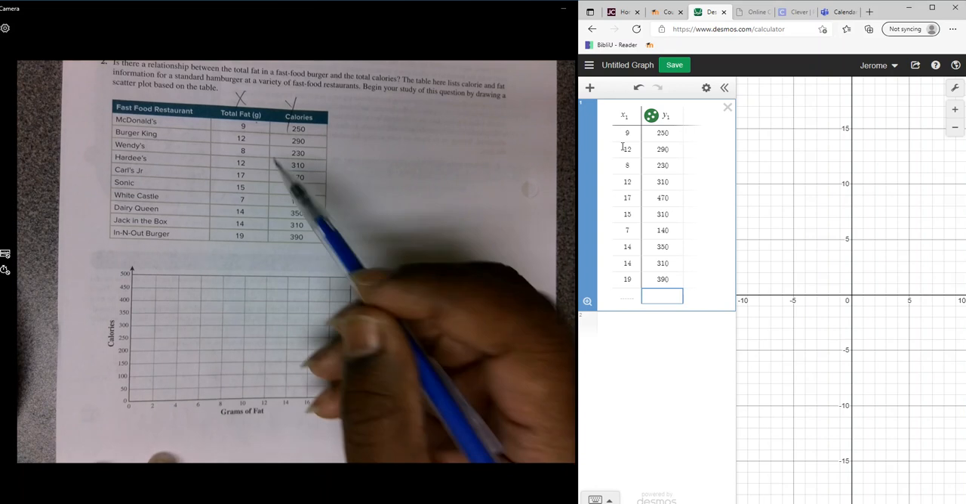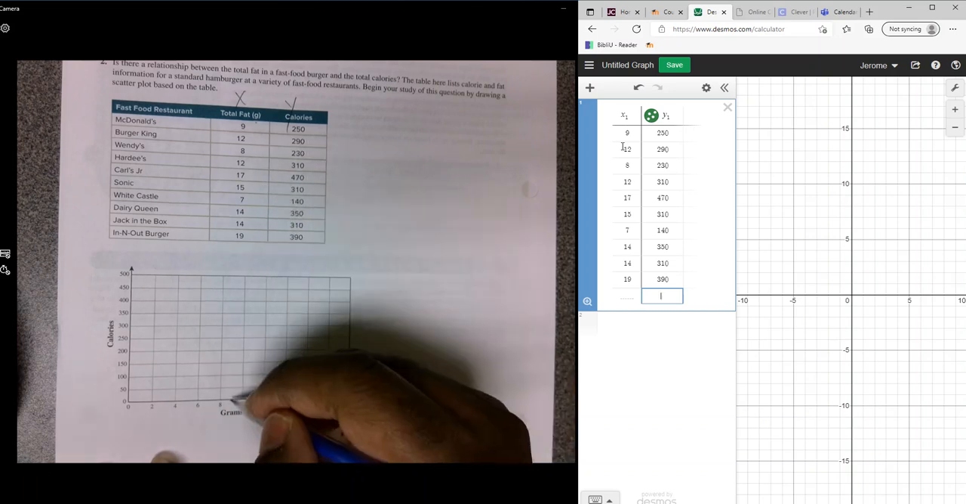Okay, so now we typed in these values. They asked us to draw a scatter plot here. So we could take these values and put them in our course pack here, and we could graph them. We start here at 9. 9 is right here in the center between 8 and 10. So 9 would be 250. We will go up here to 250.